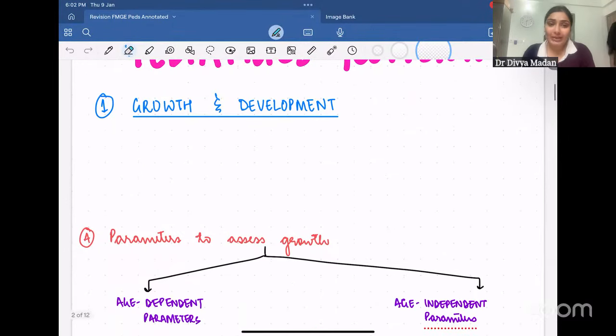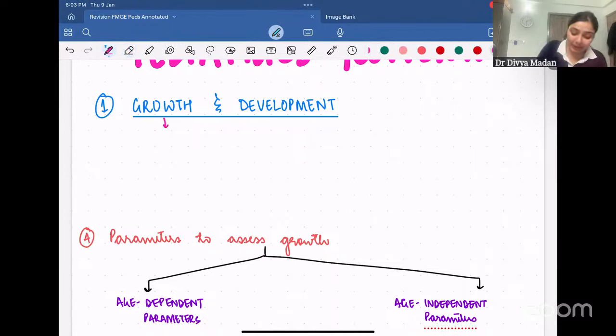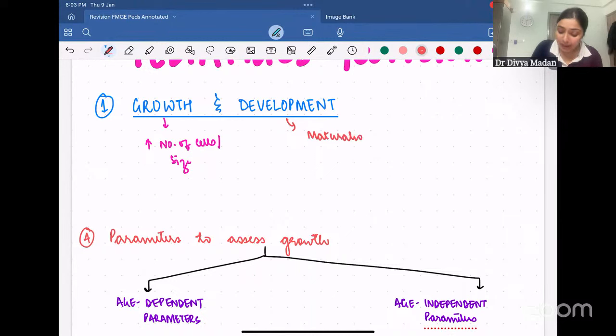What is growth and what is development? Are they same? In layman terms, we use them synonymously, right? That my baby is growing, my baby is developing. Both of these terms are used synonymously, but they are actually very different. How they are different? Growth means increase in the number of cells or increase in the size of cells, right? Whereas development means maturation of function of cells.